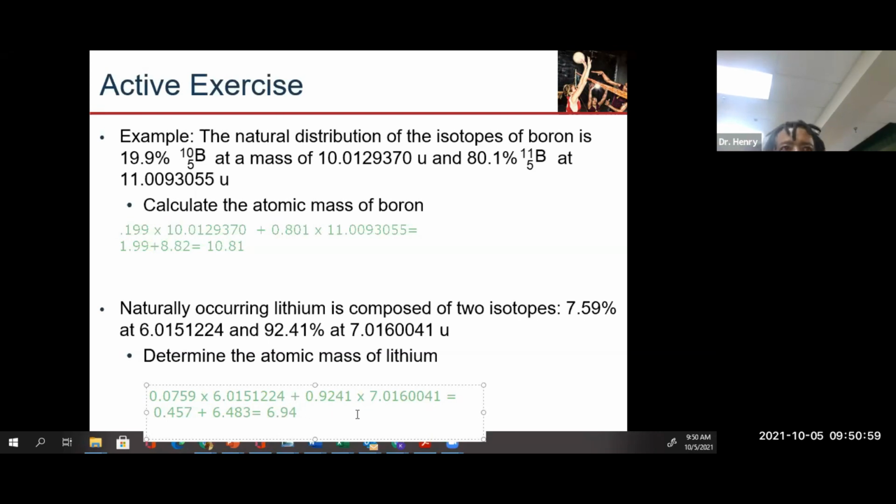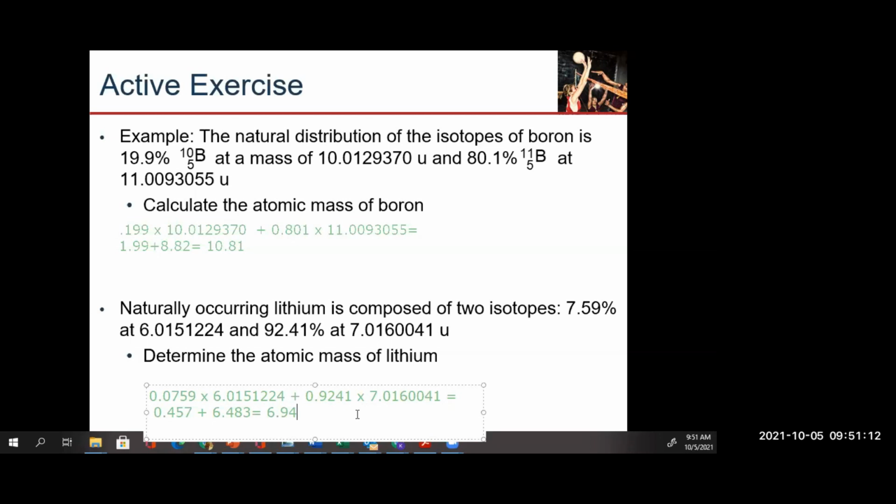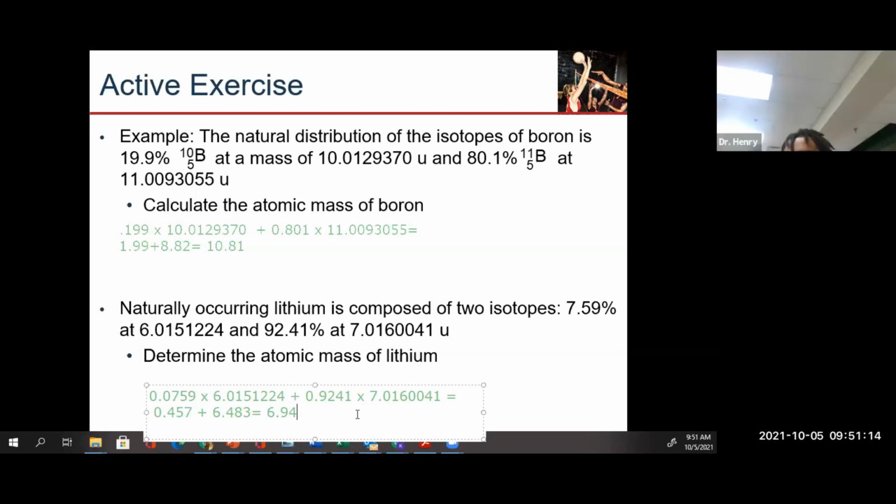Okay, so I get 6.94 for my lithium. What do you guys see on your periodic table? .94 as well. Okay, piece of cake. So usually the people that typically miss this problem miss it partially because they'll get some point sticking off because of the sig figs.